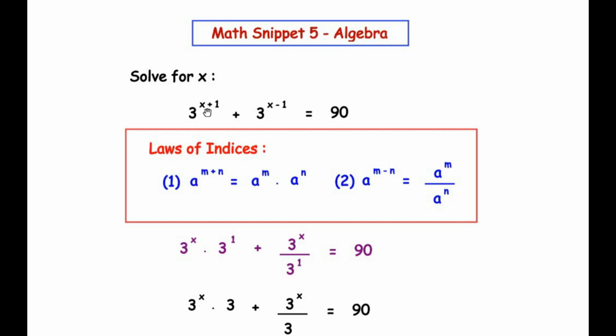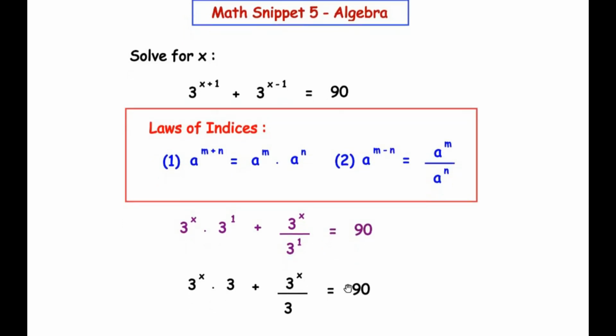Now using these two laws, let us start solving the left hand side. So for the first term, we have used the first law, that is 3 raised to x plus 1 becomes 3 to the power of x times 3 to the power of 1 plus, now for the second term, we have used the second law. So it becomes 3 to the power of x over 3 raised to 1 equal to 90. Now we can just write it as 3 raised to x times 3 raised to 1 is 3 itself plus 3 raised to x over 3 raised to 1 is 3 itself equal to 90.